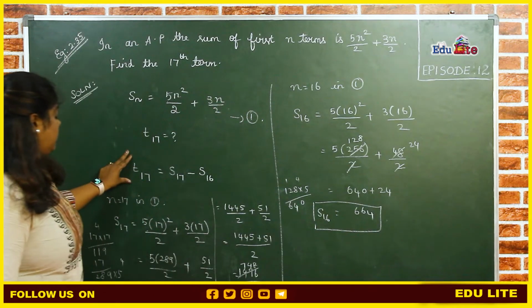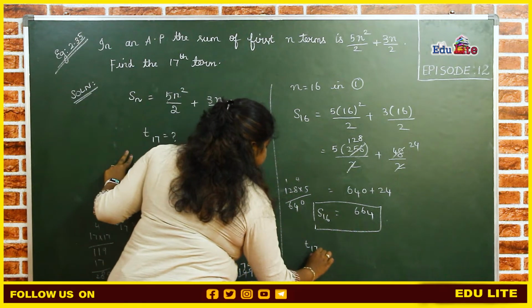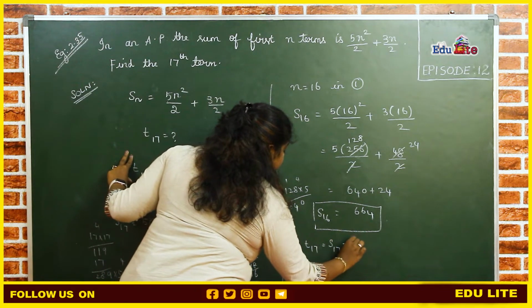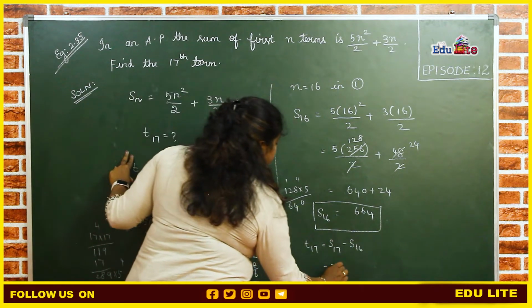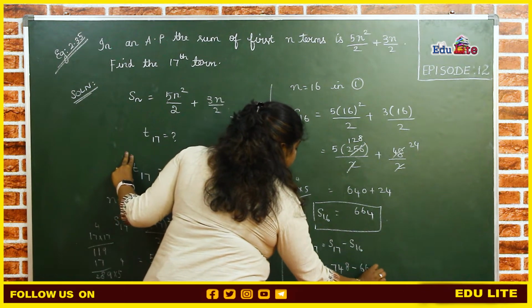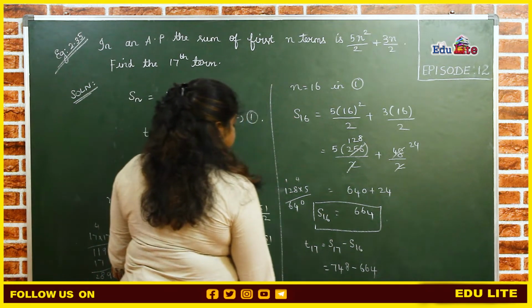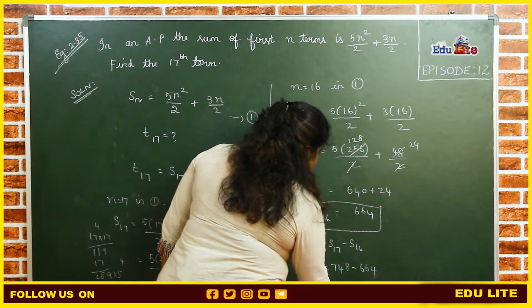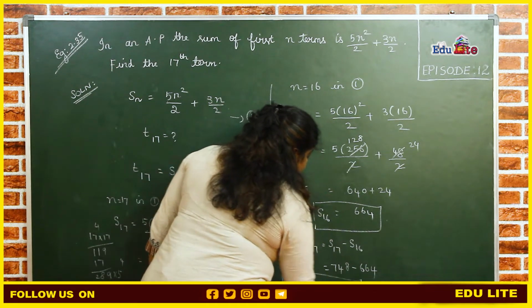So, by using this formula, we can find out the value of T17. Therefore, T17 is equal to S17 minus S16. S17 value we got as 748, minus S16 we got as 664. If we subtract this, we will get 84. So, the value of the 17th term is 84.